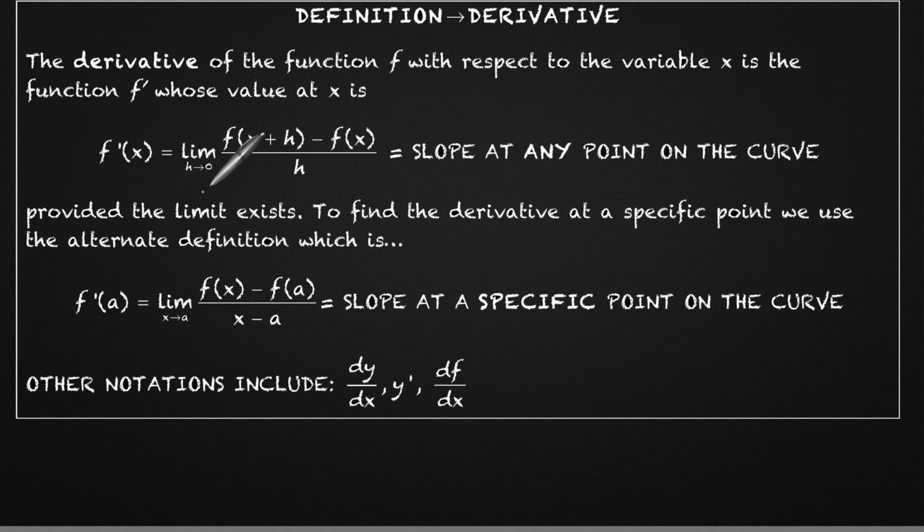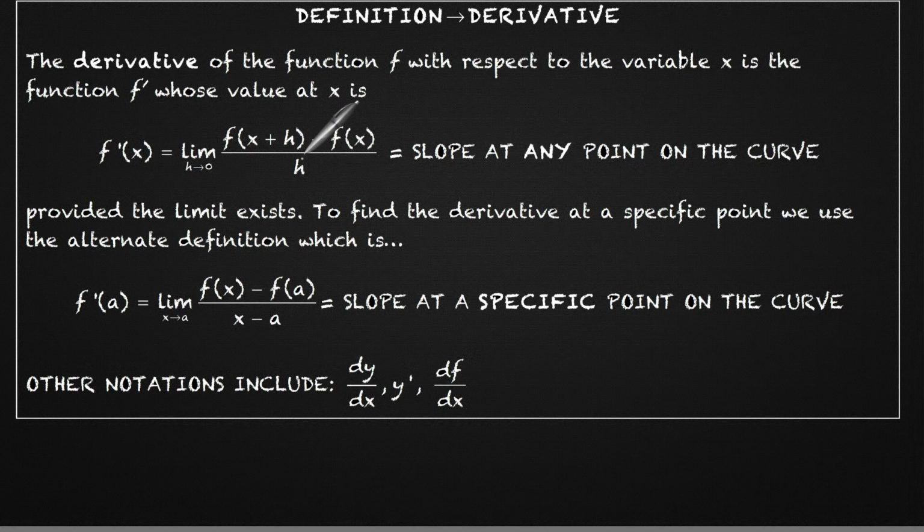And if you want to know how they came up with this formula, you can watch another video on my website. If you're looking for the slope at a specific point on the curve, in other words, you know the x value at which you're trying to evaluate the slope, you can use what's called the alternate definition, which is f prime of a is equal to the limit as x approaches a of f of x minus f of a over x minus a.